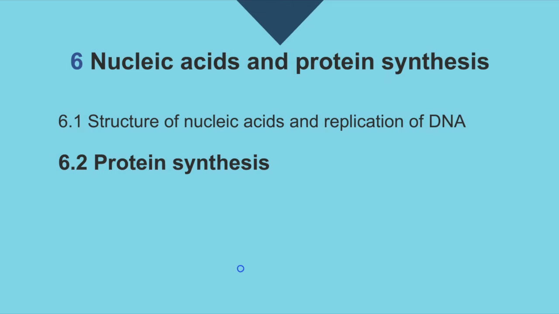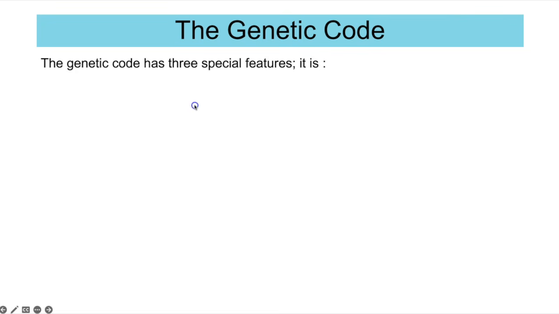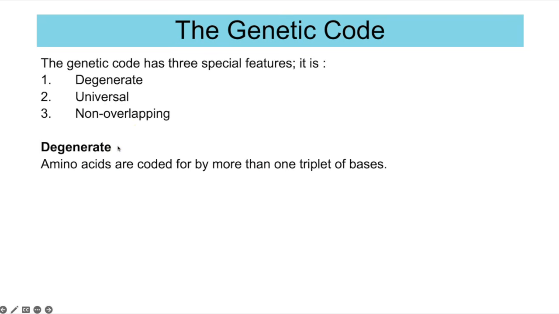Next, then, we have a look at protein synthesis. So for protein synthesis, the first concept is you need to have an understanding of the genetic code. And there's three special features. The genetic code is degenerate, it's universal, and it's non-overlapping. What we mean by degenerate is amino acids. There are 20 amino acids, but there's actually 64 triplets of bases. So amino acids can be coded for by more than one triplet of bases.